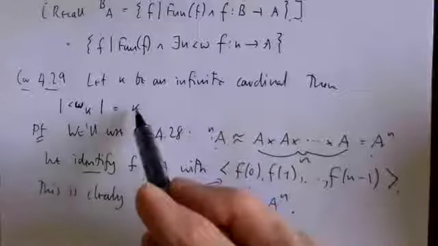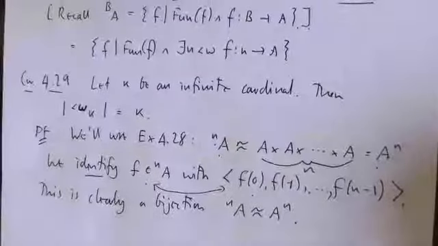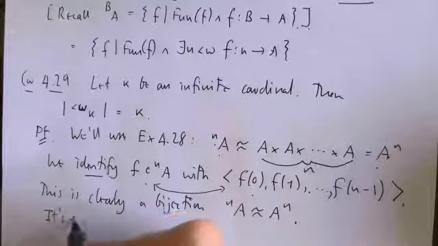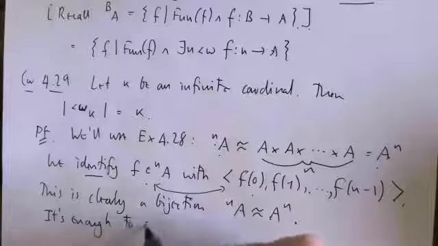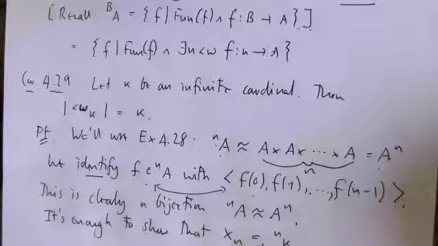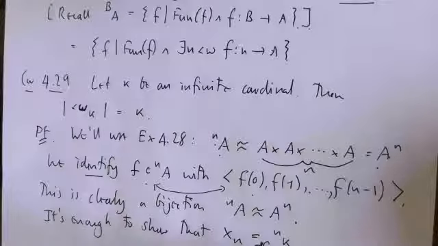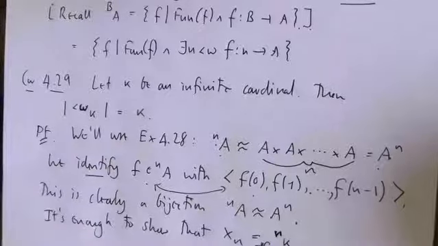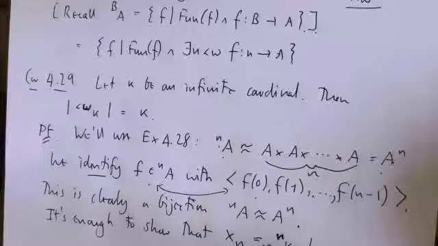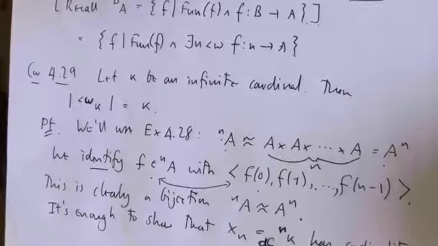So back to the corollary that we've got to prove here. It's enough to show that if I let Xn be the collection of functions, so this is df for definition, I define Xn to be the collection of functions from n into kappa, I'll show that this has cardinality kappa.